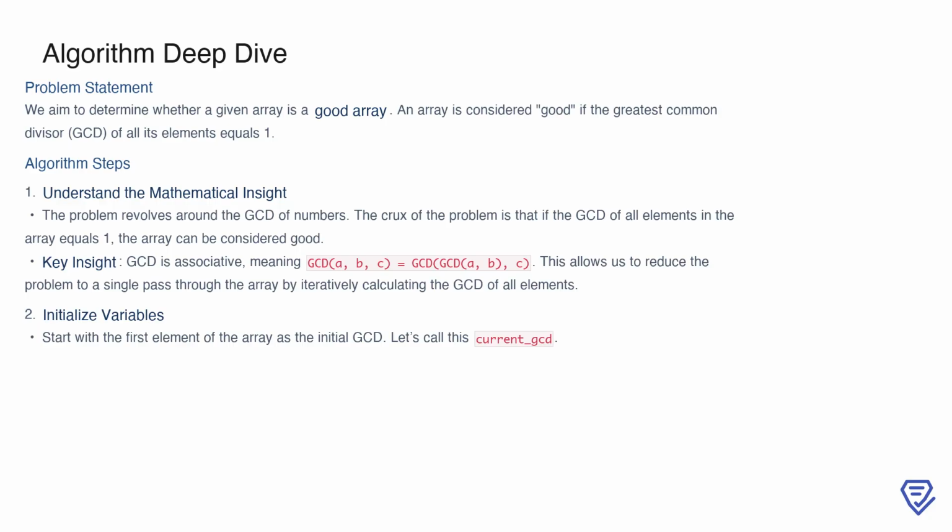Specifically, the GCD operation is associative, which means the GCD of three numbers, A, B, and C, can be computed as GCD(A, B, C). This property allows us to simplify the problem by iteratively reducing the array to a single GCD value. To start, we'll initialize a variable, which we'll call current_GCD, with the first element of the array. This variable will hold the ongoing GCD as we process the rest of the elements in the array.